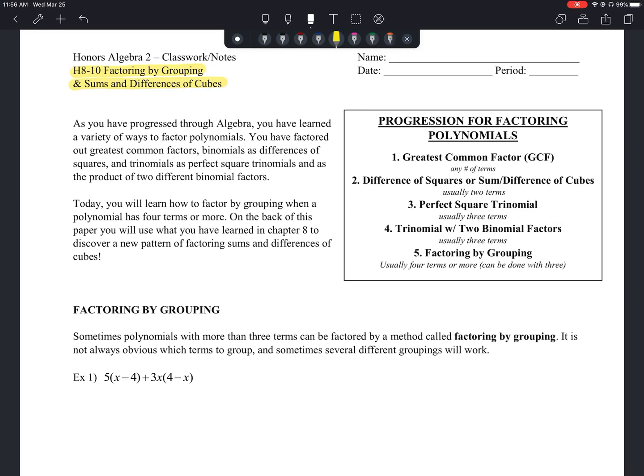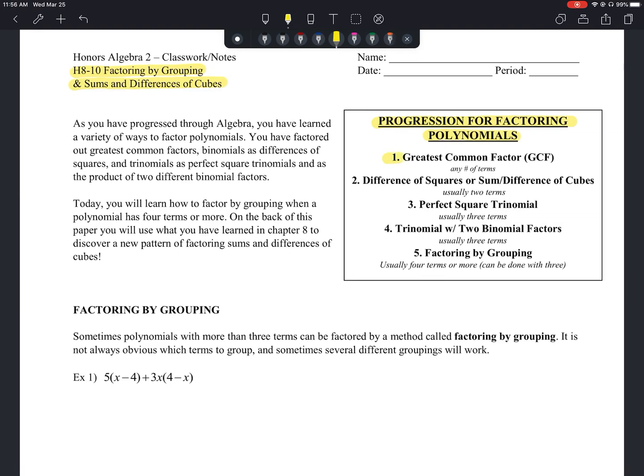That's all true. Okay, today you will learn how to factor by grouping when a polynomial has 4 terms or more. On the back of this paper, you will use what you have learned in Chapter 8 to discover a new pattern of factoring sums and differences of cubes. Okay, so before we go below and start doing the factoring by grouping, this is our progression for factoring polynomials. The only one that you don't really know on here right now is the sum and differences of cubes and then the factoring by grouping.